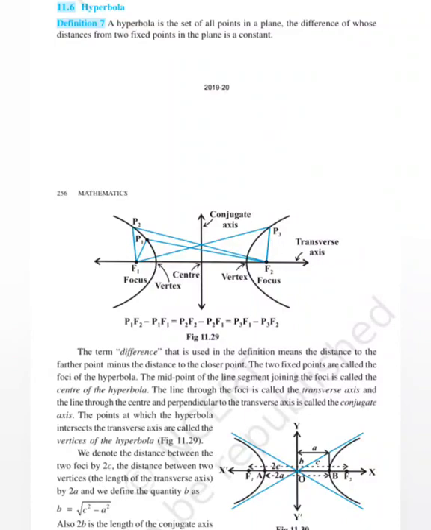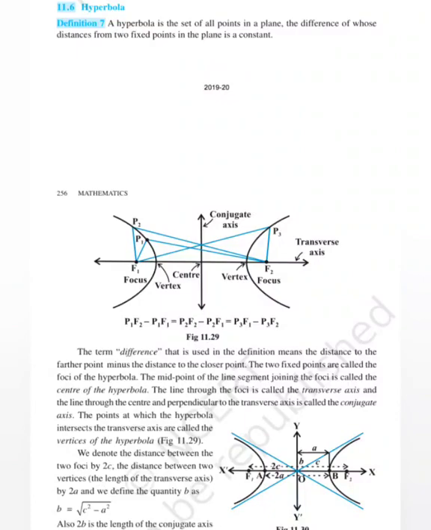The two fixed points are called the foci of the hyperbola. Here we have F1 and F2 as foci of the hyperbola. Now let's take point P1, then the distance P1F2 minus the distance P1F1 is equal to the distance P2F2 minus the distance P2F1 is equal to the distance P3F1 minus the distance P3F2.